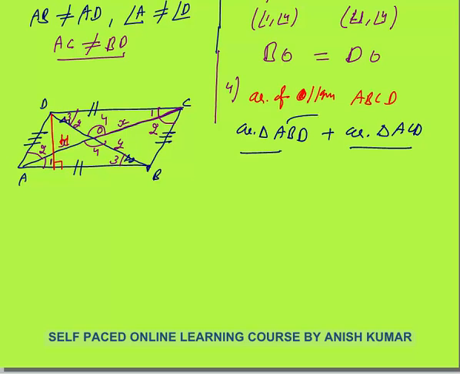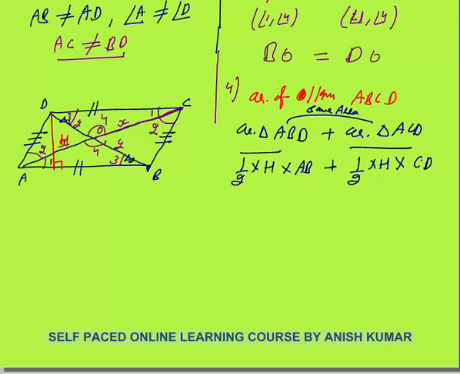So ABD and ACD, both will have the same area. Now what is the area of triangle ABD? We know that it is half into height into AB, and the same will be there for this triangle. Otherwise, you can also calculate that the area of triangle ACD is half into height, which will be the same, and CD is the base of the triangle ACD.